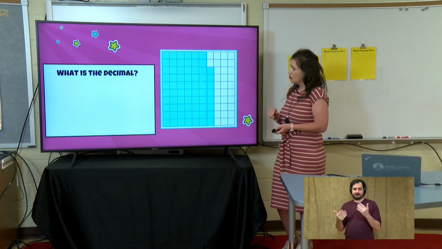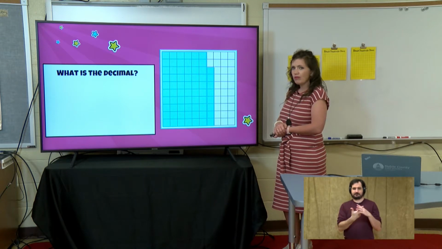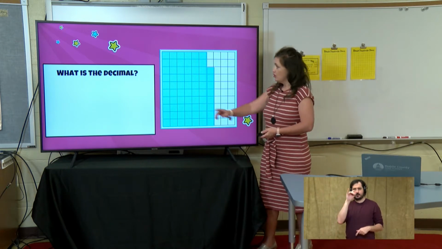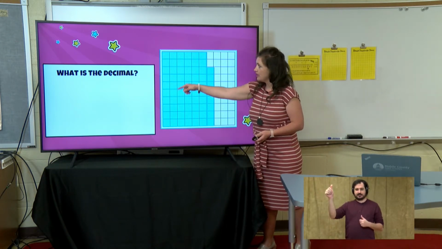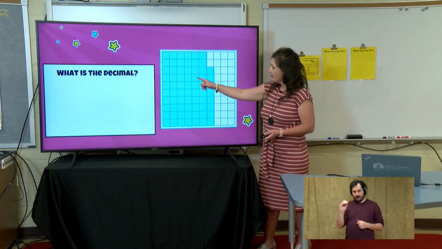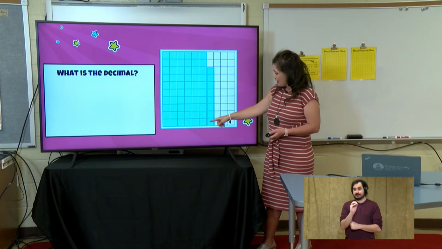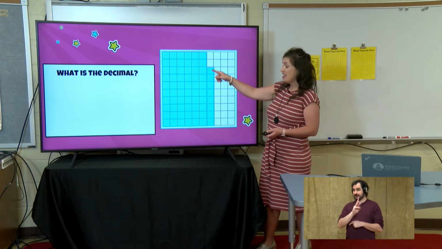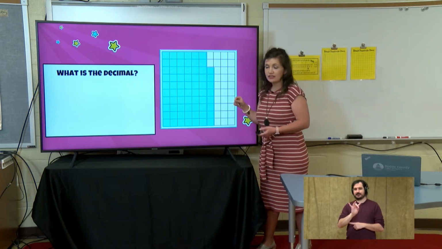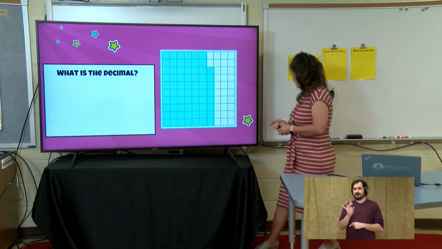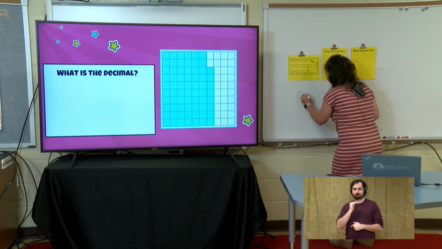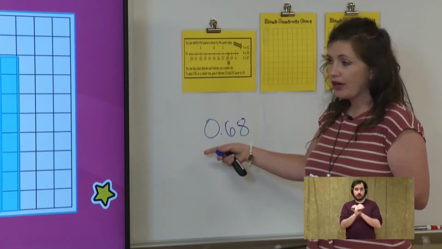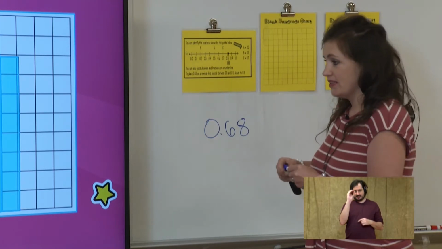So let's look at my hundreds chart right here. What's the decimal represented for the shaded area? Do you know? Well, let's see. We have 10, 20, 30, 40, 50, 60, 61, 62, 63, 64, 65, 66, 67, 68 hundredths, right? So my decimal would look like 68 hundredths. Remember, I don't have a whole number, so I have a 0 in the ones place.